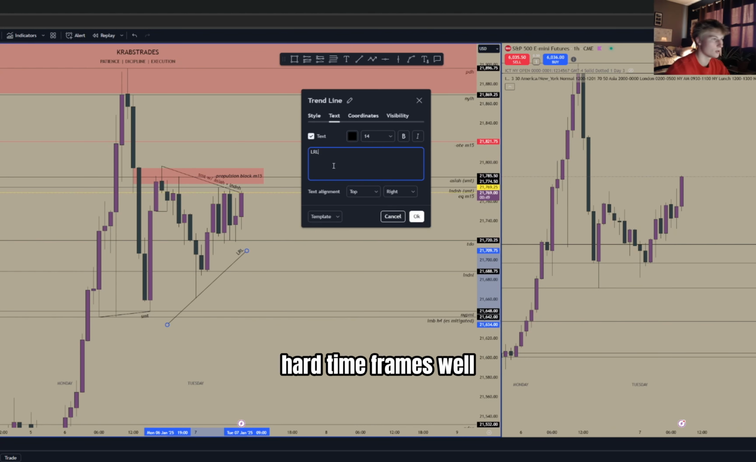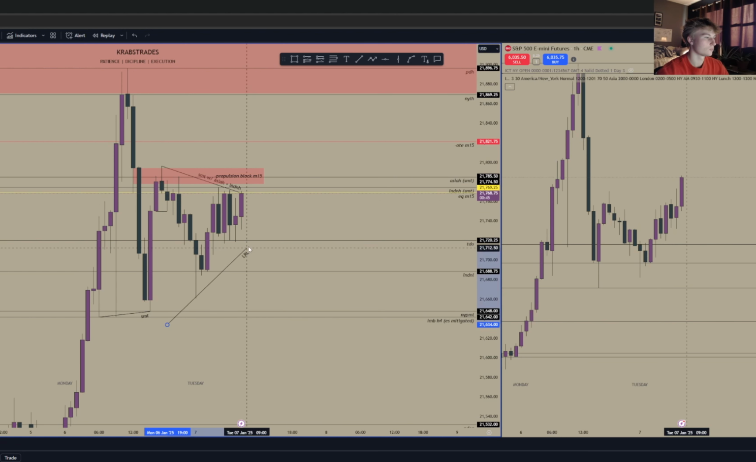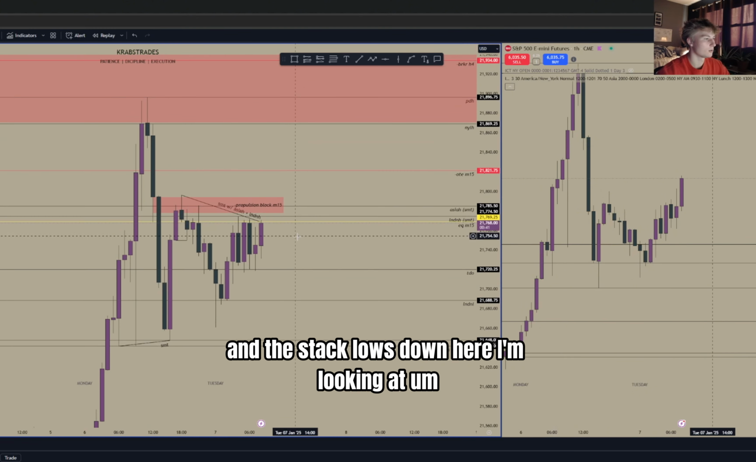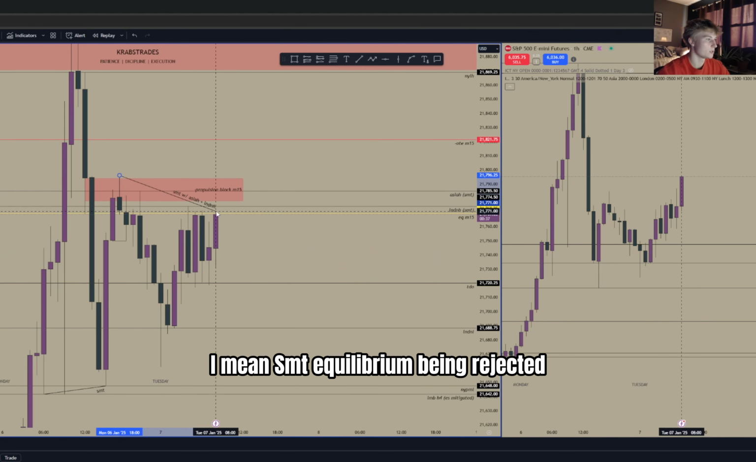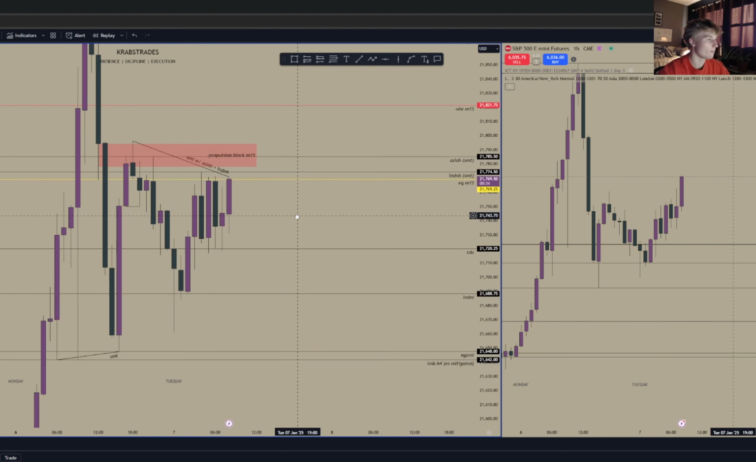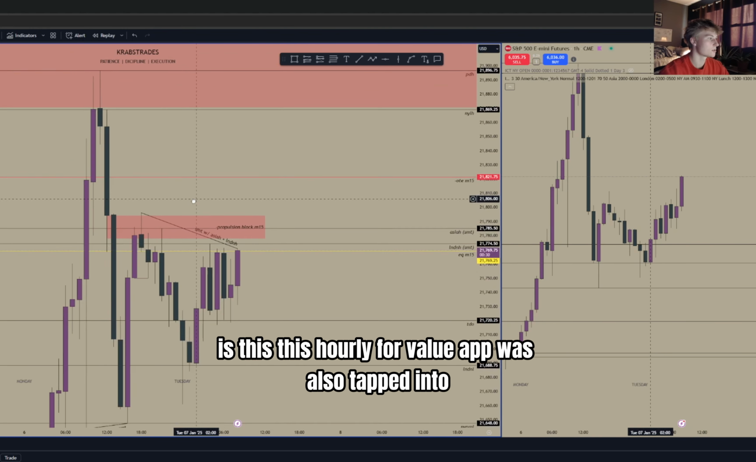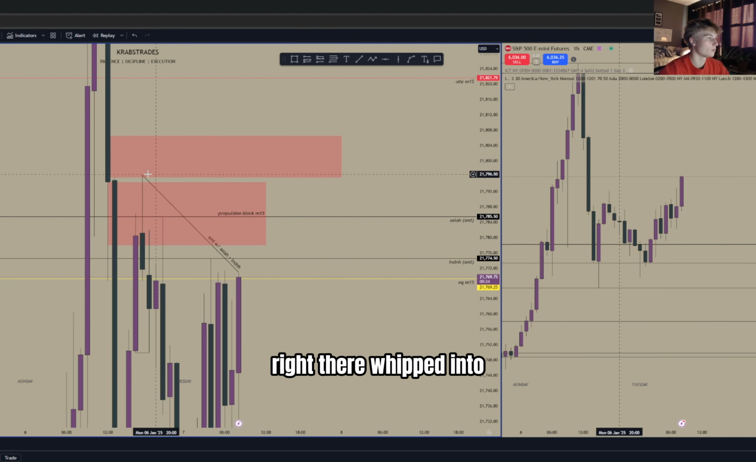But yeah, it looks like we're leaving low resistance liquidity below. Higher time frame as well. Kind of stacked lows down here I'm looking at. I mean, SMT equilibrium being rejected. Let's see the 15-minute. Yeah, this hourly fair value gap is also tapped into. Right there, wicked into.